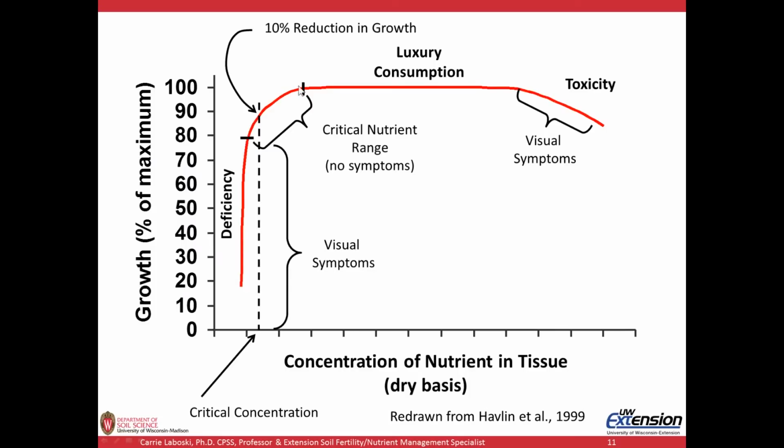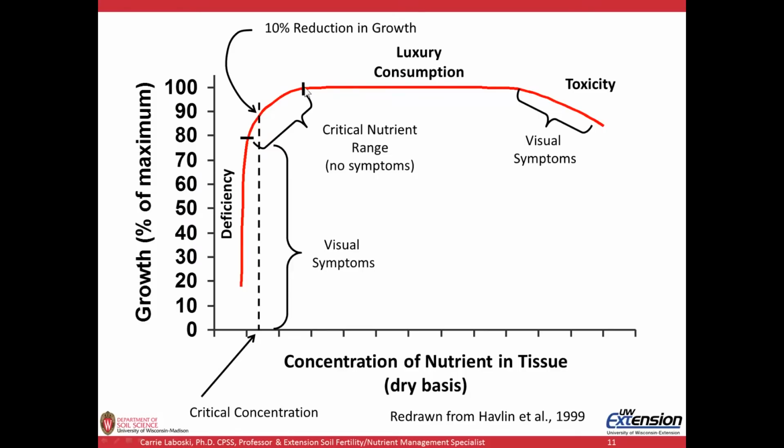At 80 to about 100% of maximum growth, that's the critical nutrient range. There often are no visual symptoms in this range, so it may be difficult to know that you're not getting maximum growth.